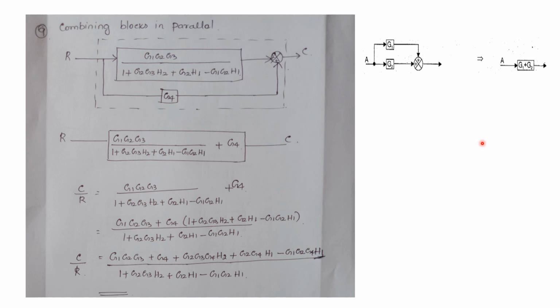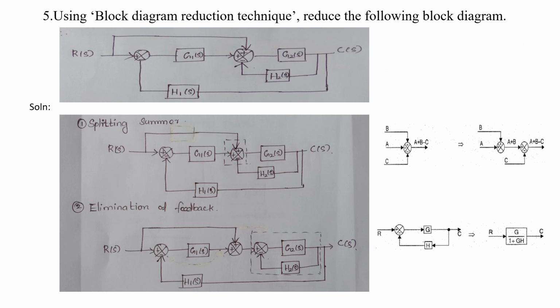In this way, by applying the rules of block diagram reduction on the given block diagram, we can find the overall transfer function of the system. Then the next problem: using the block diagram reduction technique, reduce the following block diagram. Here one block diagram is given, we are going to reduce this and find the transfer function of the system.